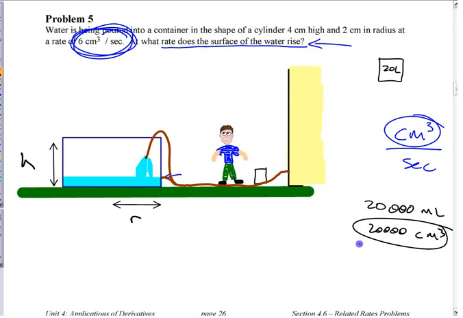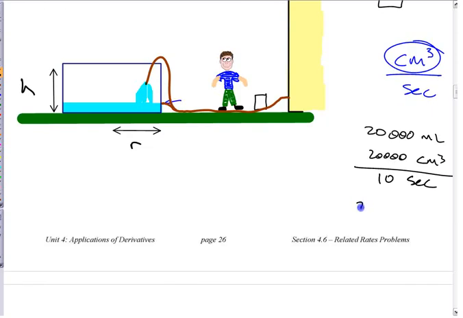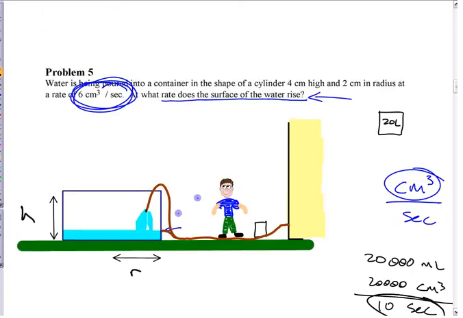You measure how long it takes to fill that up. So then you say that divided by however long it takes, 10 seconds or something like that. What would my rate be? 2,000 cubic centimeters per second. So you can get that rate easily, right? It only takes me 10 seconds to measure that. It would take me hours to measure how fast it's actually going up the side of the thing.